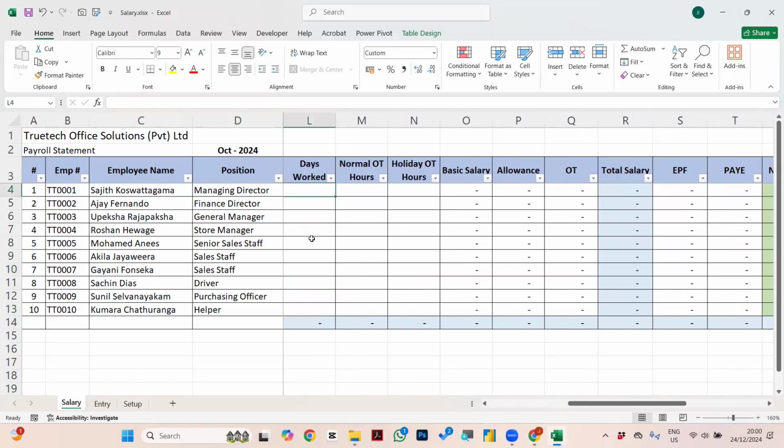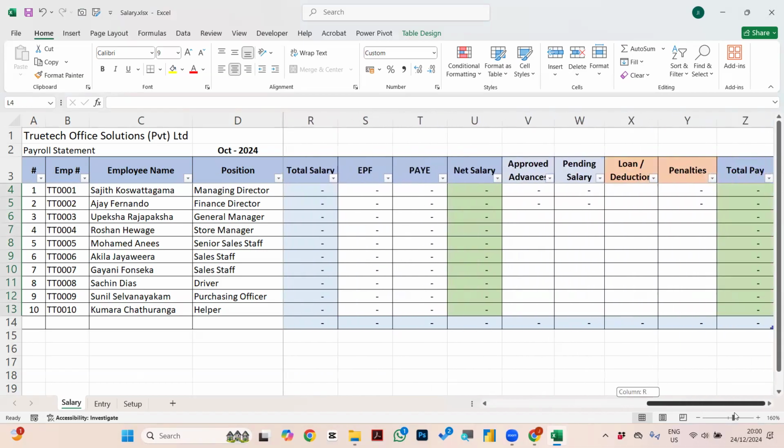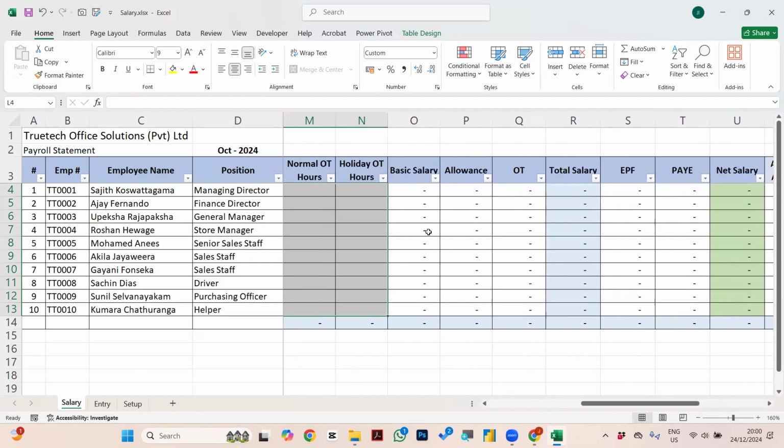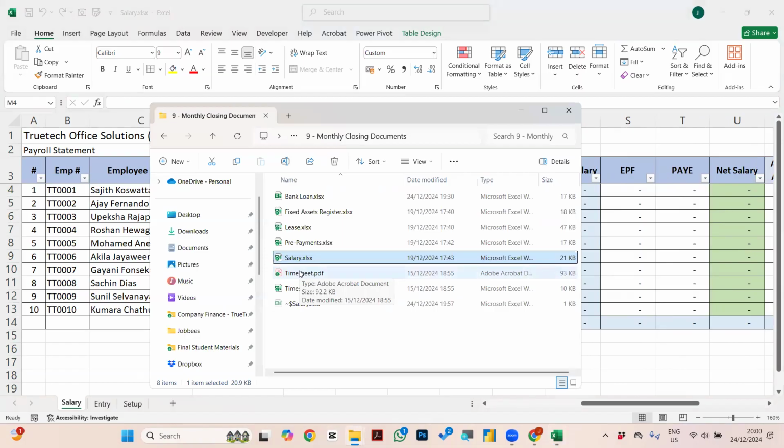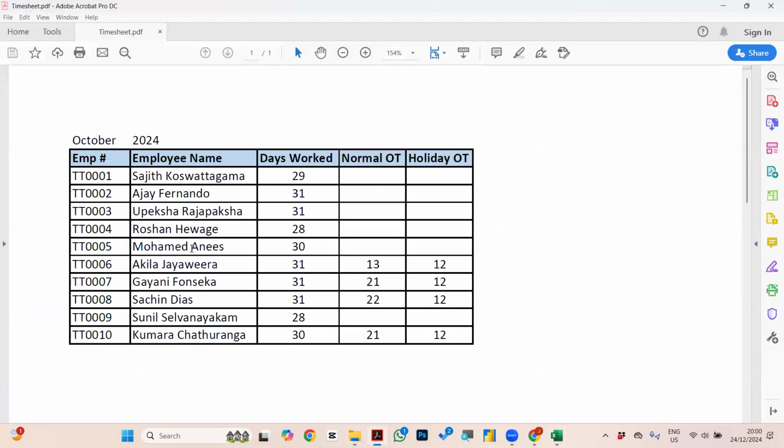Now, the moment we put the details in these three areas, automatically all the salaries will be calculated, including the basic salary, allowance, overtime, total salary, and EPF, which we are going to deduct from the employees, and PAYE. So the net salary will be there. Now, PAYE at the moment has a calculation. In the future, it will change. There's a new PAYE value, right? It has changed, but I think it has not been implemented yet. So at the moment, we'll stick to the old way of doing it.